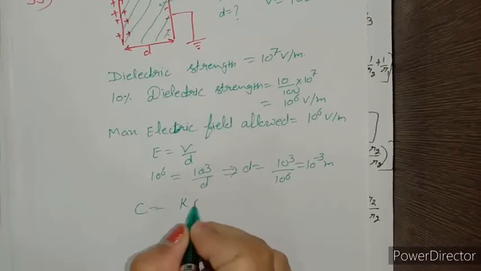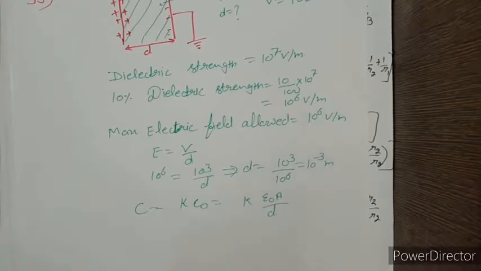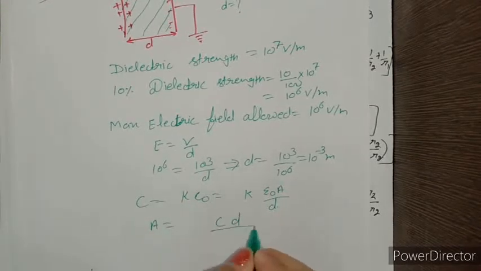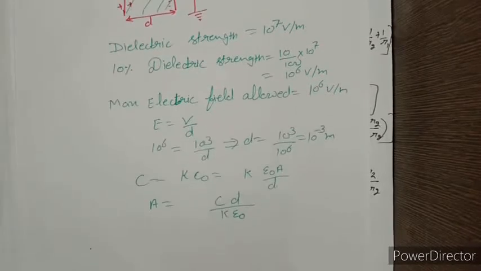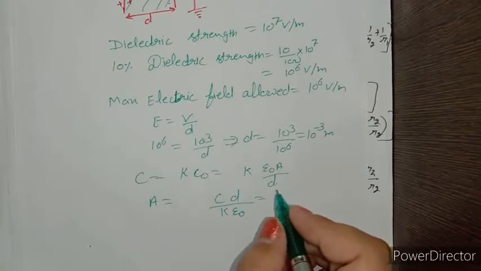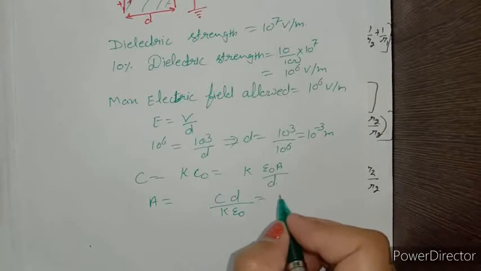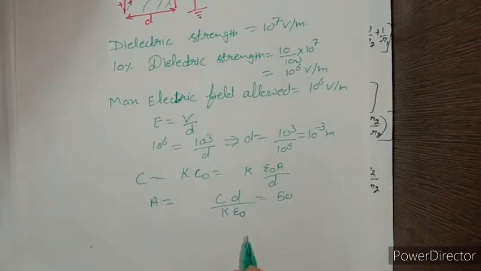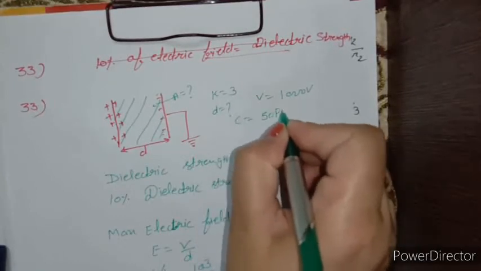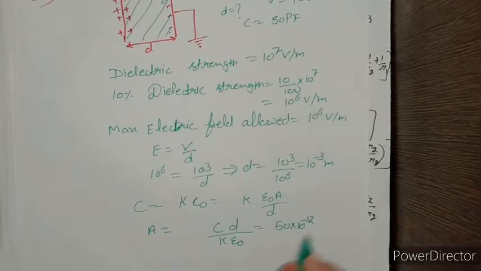This will be equal to K epsilon naught A divided by D. So now the value of A is equal to C into D divided by K epsilon naught. Put all these values in this equation. In this question C is given, C equal to 50 picofarad. 50 picofarad means 50 into 10 raised to power minus 12, into D.